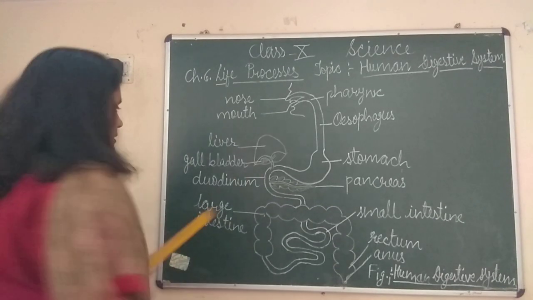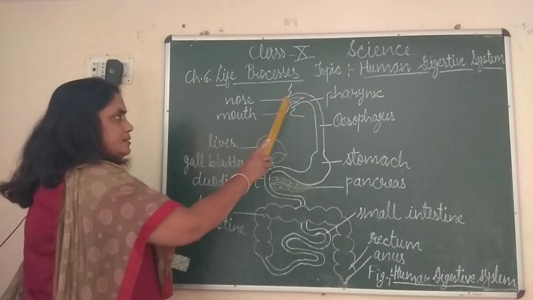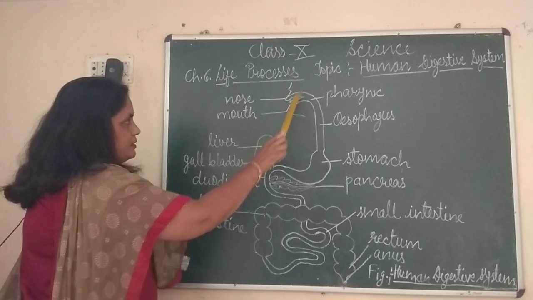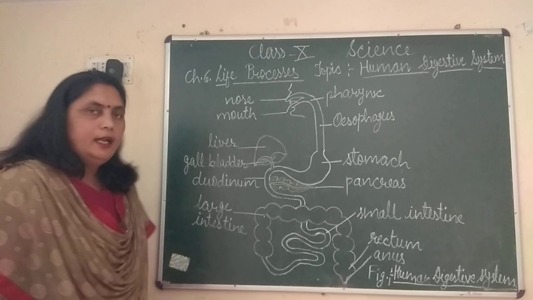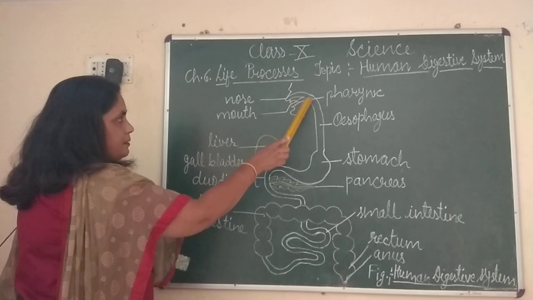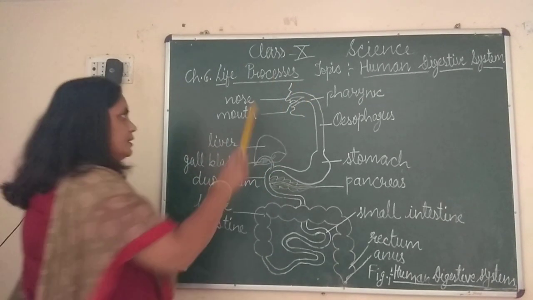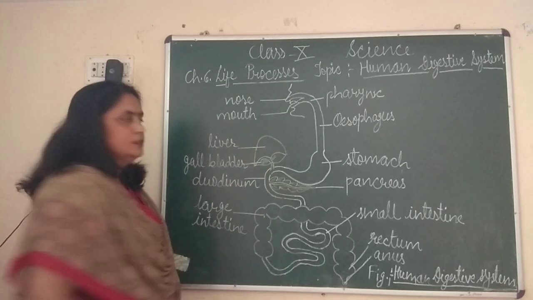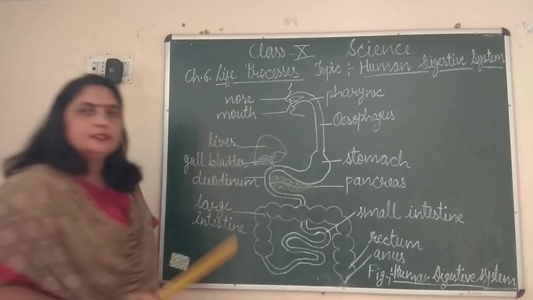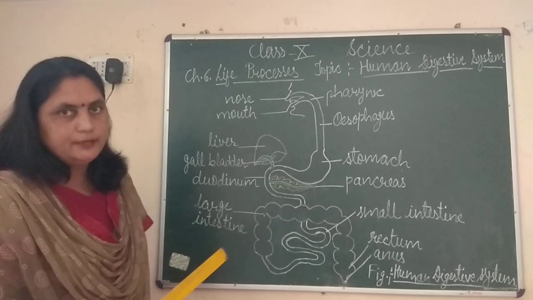Now children, let's understand the structure of human digestive system. Human digestive system begins with mouth. Mouth opens into pharynx, and pharynx is a broad tube where nasal passage coming from nose also opens. So you can say nasal passage and mouth open in pharynx. Actually, just like nose opens into nasal passage, in the same way mouth also opens into buccal cavity.